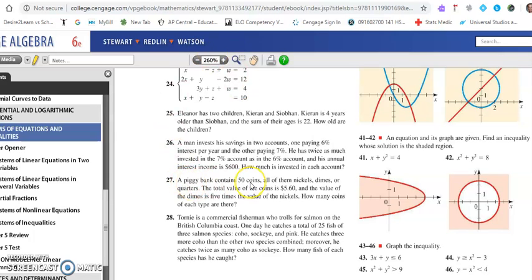A piggy bank contains 50 coins, all of them nickels, dimes, and quarters. The total value of the coins is $5.60, and the value of the dimes is 5 times the value of the nickels. How many coins of each type are there?